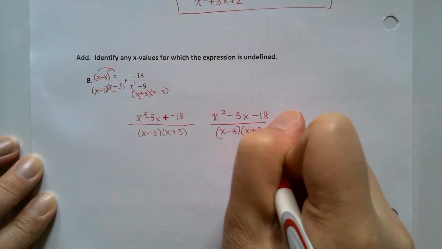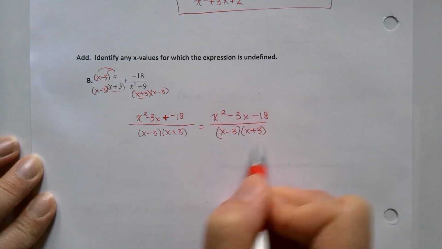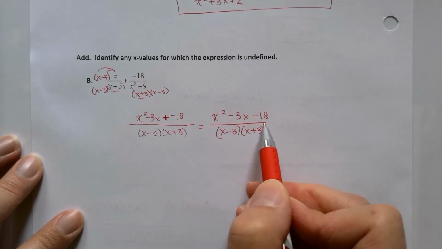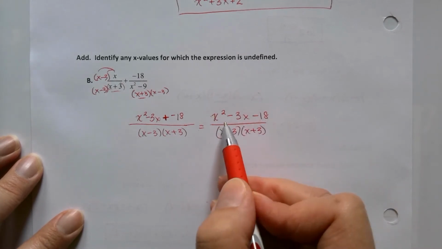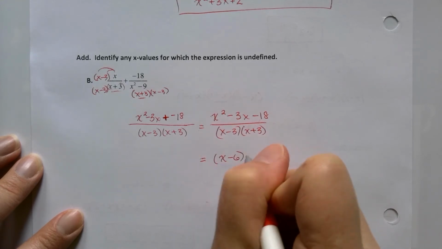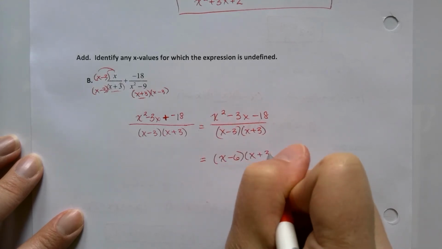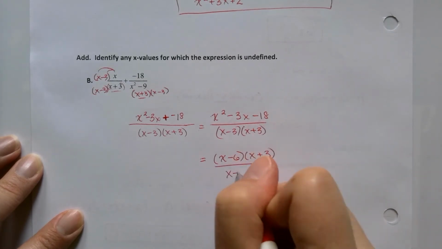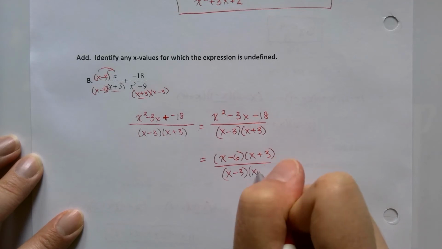Okay, so why did I leave this denominator factored? Because I'm going to try to factor this numerator. So the first thing you need to figure out, does it factor? And it does. We want to factor it correctly. So x minus 6, x plus 3. Double check yourself. And it's still over x minus 3, x plus 3.